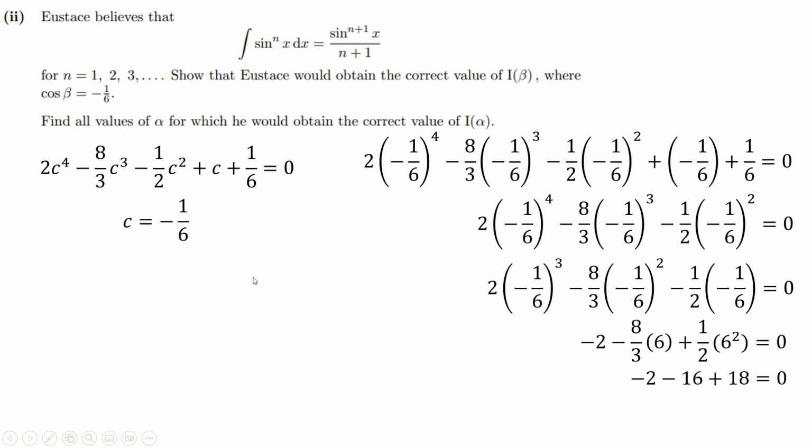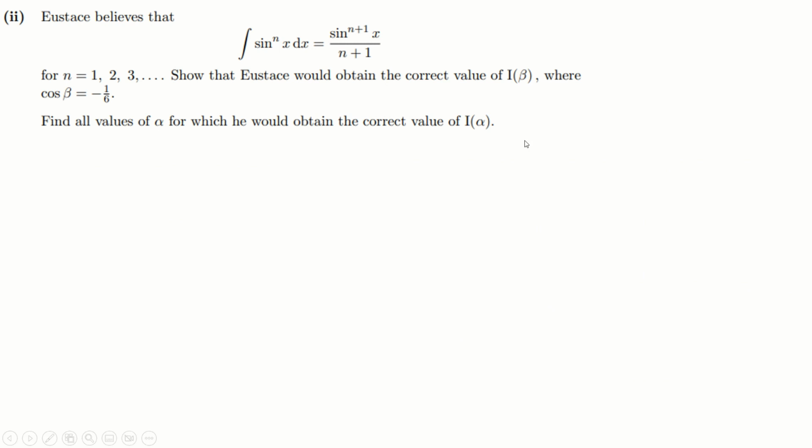Fantastic. So C equals minus a sixth is a solution to this, and so therefore Eustace would obtain the correct answer with his stupid method if cos beta was minus a sixth. Find all the values alpha for which he would obtain the correct value. Now they've apparently gone back to I of alpha, but that's fine. We're just going to say that C is cos alpha now. We're still solving this equation, right? Because all the maths is exactly the same up to here. We evaluated his way of integrating, we evaluated our way, we set them equal, we got this quartic here.